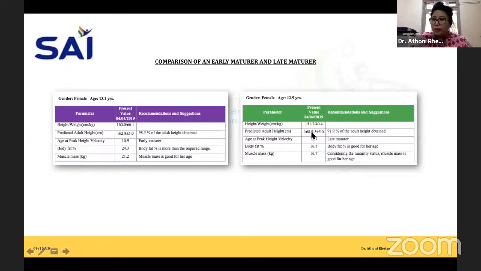For her, the peak height velocity has just set in. That means the peak weight velocity has not started at all for her. So I have to consider that and keep that in mind when I give the comment. It does not mean that she will not pick up. She is a late mature, but she will pick up.